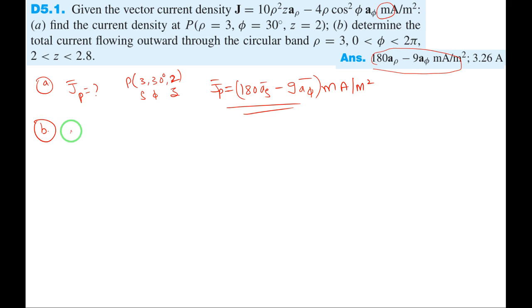Determine the total current I. We should find out the total current I flowing in which direction? Outward through the circular band. We'll try to draw the diagram of this so that it will be very clear.